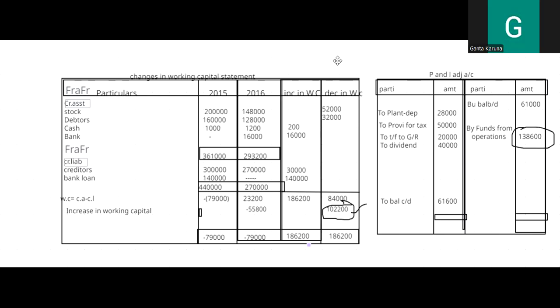So let me go to a new page again. Here I'm going to prepare the last statement, that is the funds flow statement. This funds flow statement will be my last statement, and it has to get tallied. When it is tallying, then it is assumed that we have completed our sum perfectly. So that is what we will assume here.